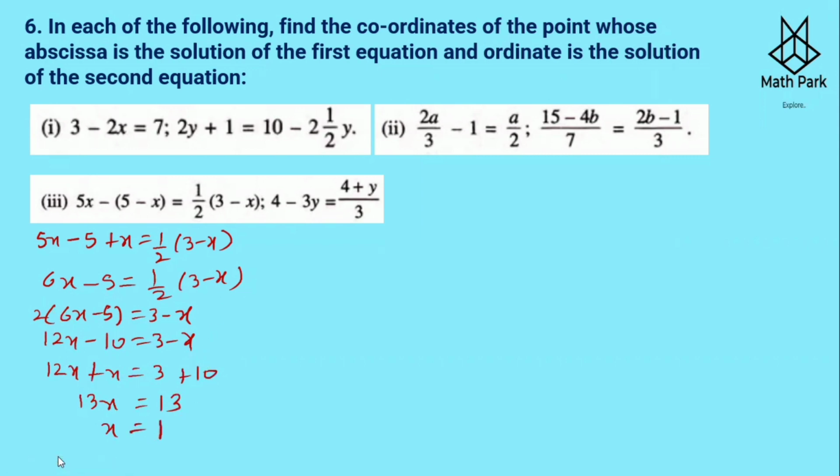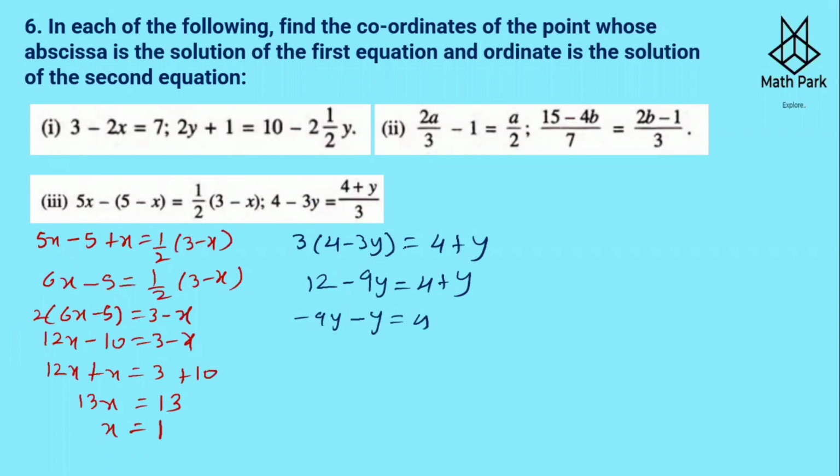The second part, the second equation, to get the ordinate. So we have 4 minus 3y. Let us bring this 3 here first of all. So 3 in bracket 4 minus 3y is equal to 4 plus y. So 3 4s are 12 minus 3 3s are 9y is equal to 4 plus y. Bring the terms with y: minus 9y, y comes here, minus y is equal to 4, 12 goes here, minus 12. Minus 9 minus 1 is minus 10y is equal to 4 minus 12 is minus 8. So y is equal to minus 8 by minus 10.